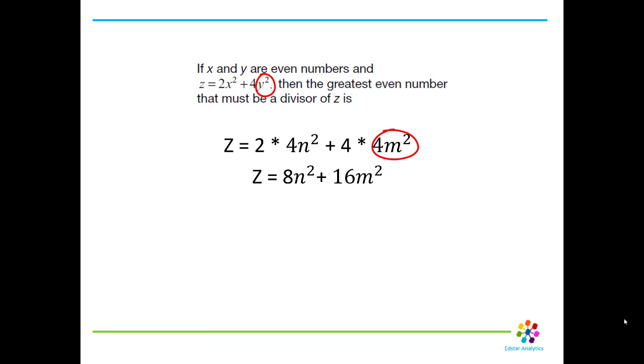And that gives us 2 times 4 for 8 on the first term, and 4 times 4 for 16 on the second term. And then the question is, what's the largest even number that divides z, which means it divides both those numbers? Well, for sure, the largest even number that divides both of them is 8. You know, possibly there's a bigger number depending on what n and m are, but we don't know what they are. So the one that must be a divisor is 8.